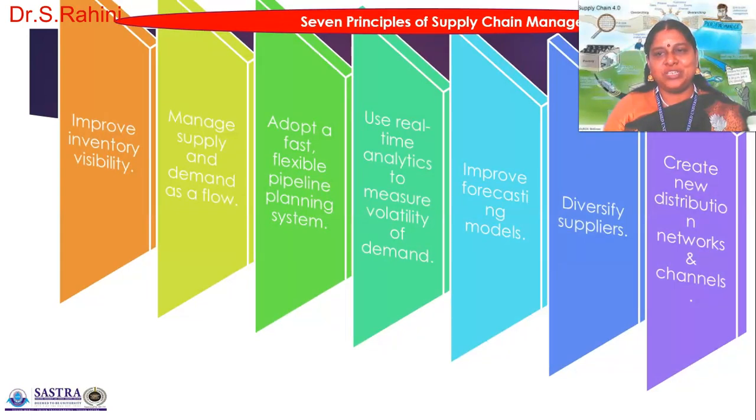What are the 7 principles, or what are the matters to be discussed in that? Create new distribution networks and channels and diversify your suppliers. The suppliers should not be in one particular place. If they are in one particular place, you cannot resist with them. You cannot always fight with them to supply the material. So what you have to do, you have to diversify your suppliers. This is the major principle.